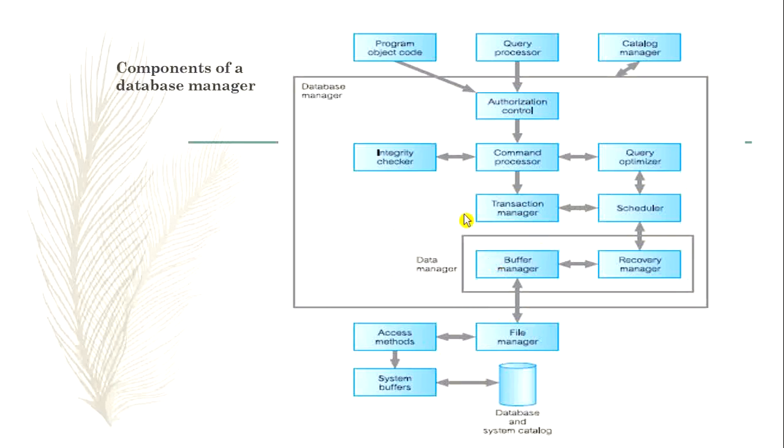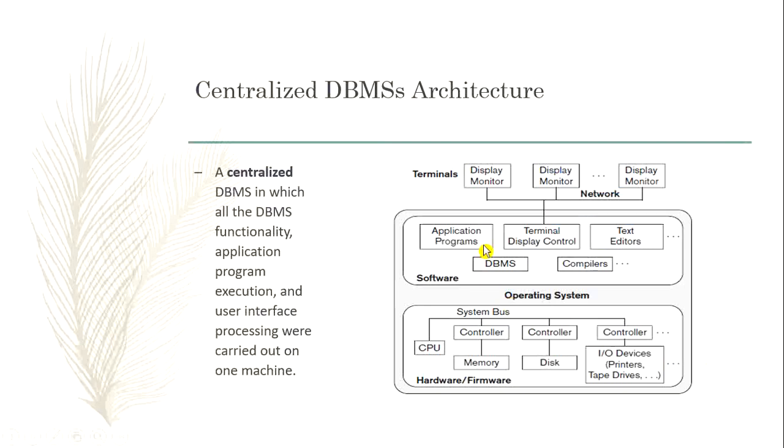This is the diagram for all the components of data manager that we have discussed before and how they are communicating with each other. Next is centralized database management's architecture. So initially the user used to access the database with computers that were used only for display, like there is no processing power on those computers. All the functionality was provided by one system that also hosts a DBMS.